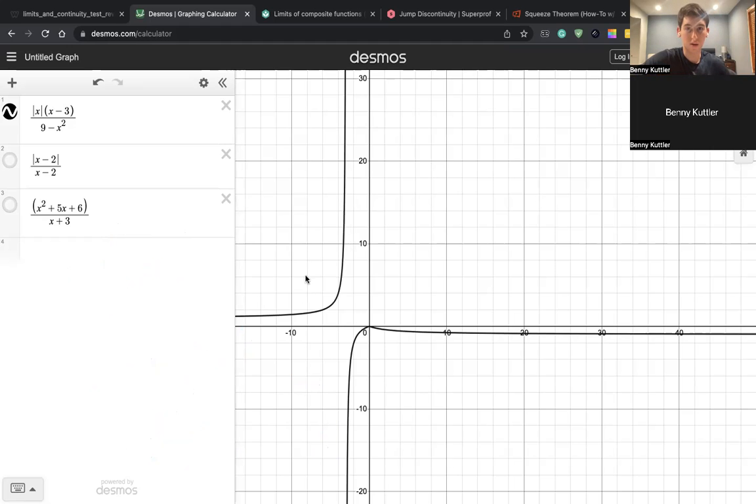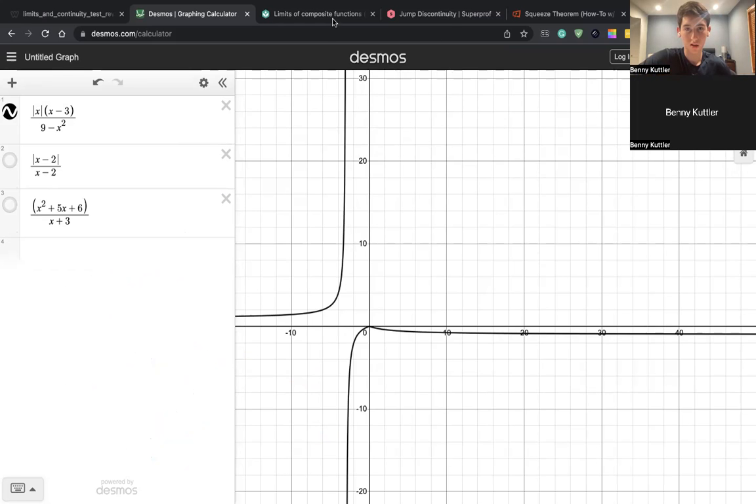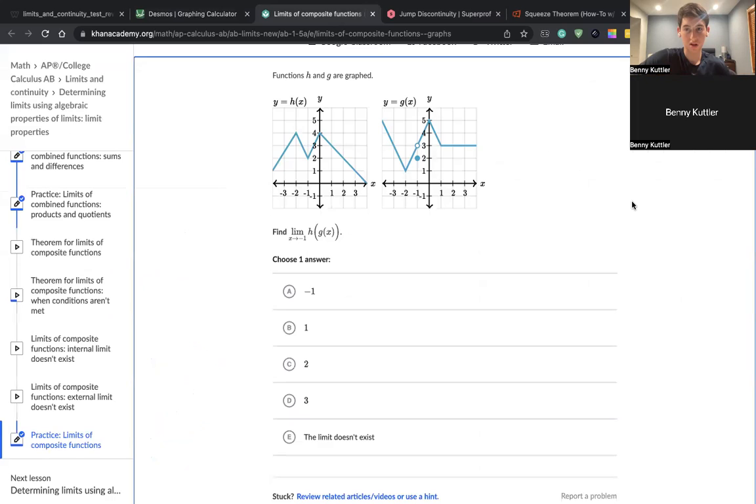We want to take the limit of a composite function, how can we do that? Composite function. So this is taken from Khan Academy, and we're trying to find the limit as x approaches -1 of h of g of x. So to do this, we first find the limit as x approaches -1 of g of x.